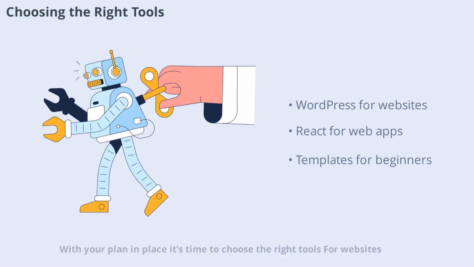With your plan in place, it's time to choose the right tools. For websites, you might use platforms like WordPress or static site generators. For web apps, frameworks such as React, Angular, or Vue are popular choices. Consider your experience level and the project's complexity. Many tools offer templates and drag-and-drop features for beginners, while advanced users can dive into custom coding.